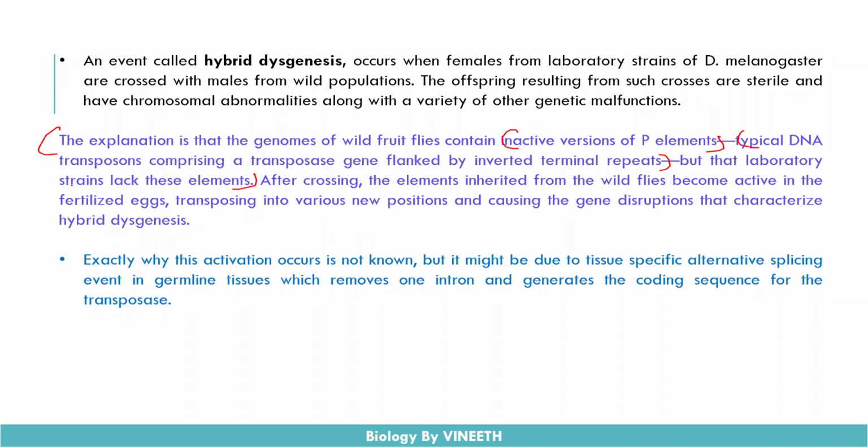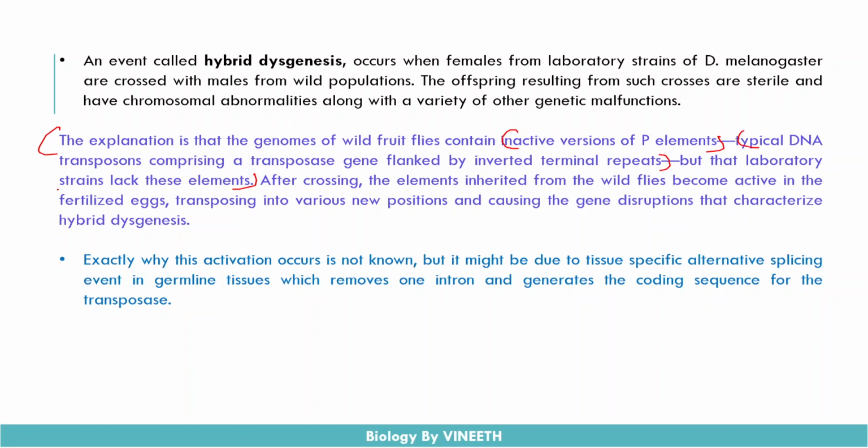So how does the activation occur? Why are the P elements, which are in the inactive form in the wild male fruit flies, getting activated when they get into the female flies? When the sperm of the male fruit flies gets passed on to the female fruit flies and they intermix, the male fruit flies transfer the P elements into the female fruit flies, and that causes the activation.